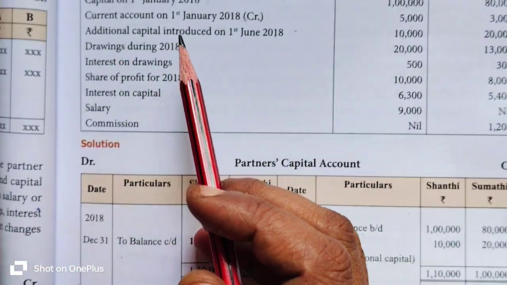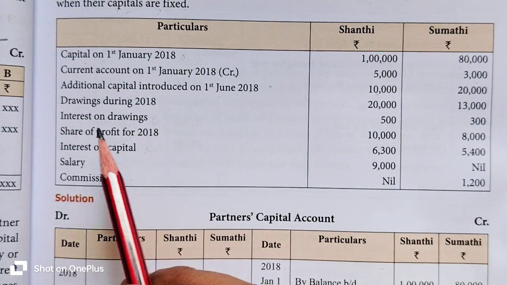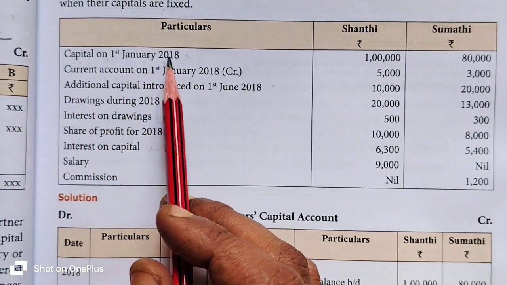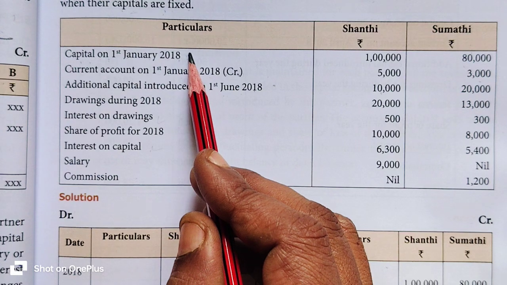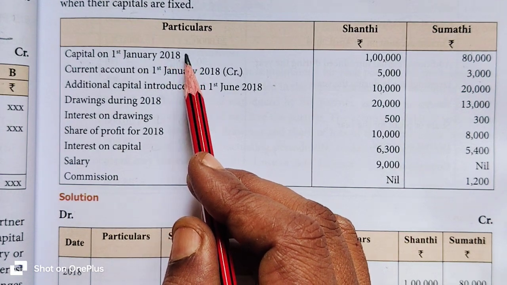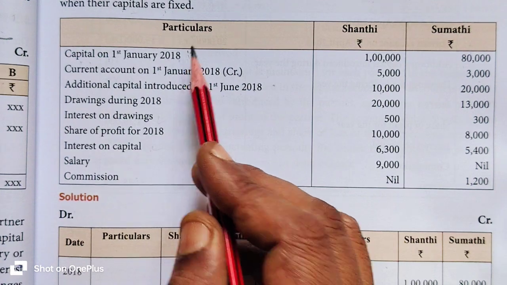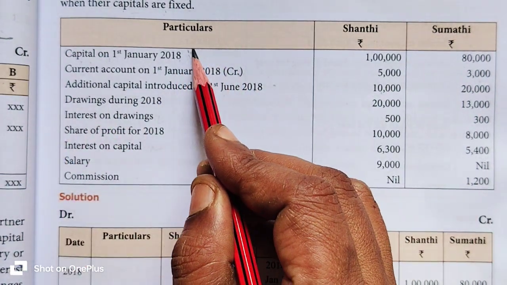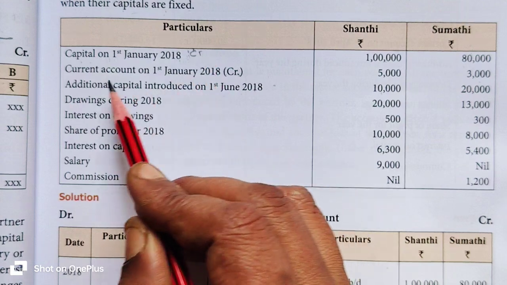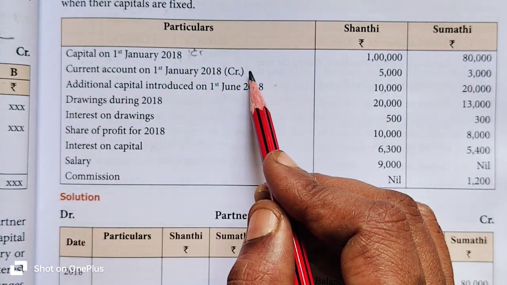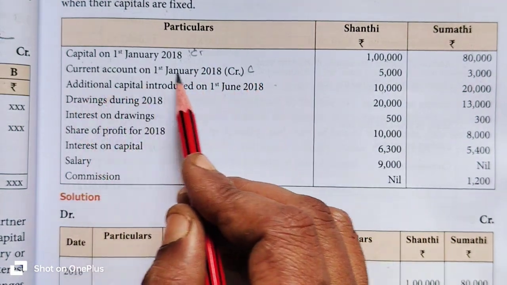So according to the format, we will do the sum. Capital on 1st January 2018. This is the opening, the original capital introduced by the partners of the firm. So you have to enter it on the capital account, on the credit side. Then the current account, it should go to the opening balance of the current account.